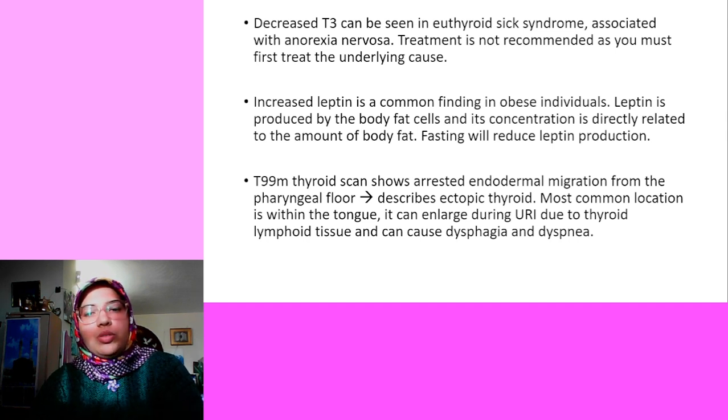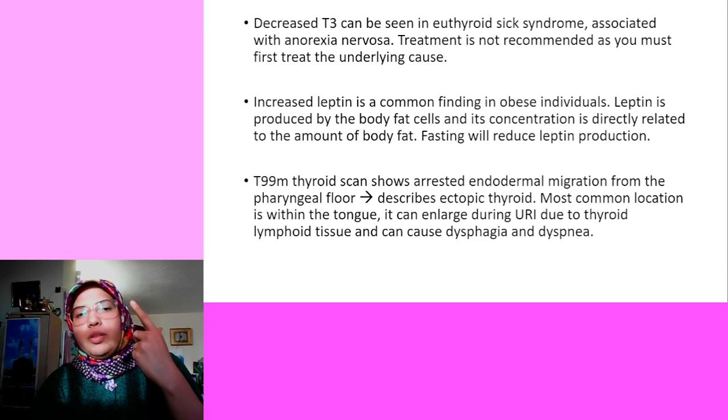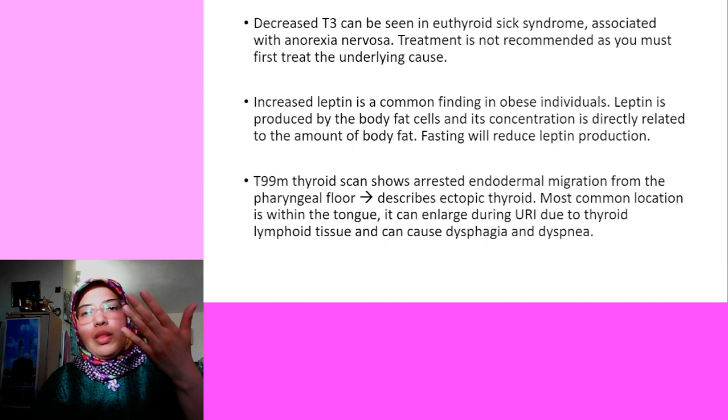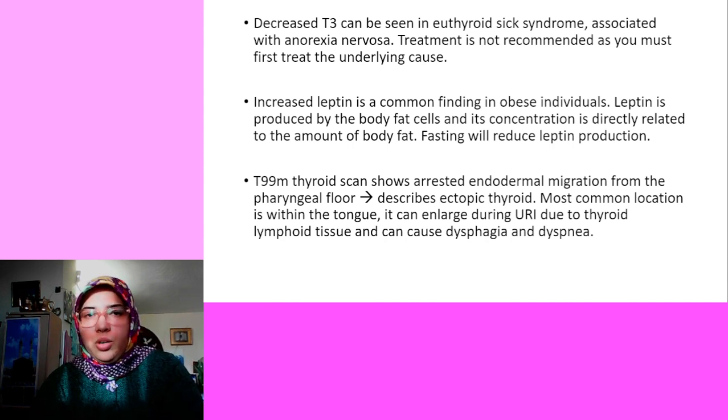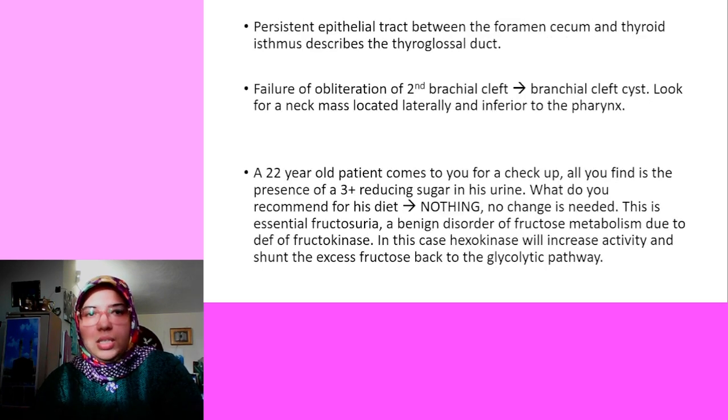Technetium-99 thyroid scan shows arrested endodermal migration at the pharyngeal floor. So what is that? That's likely ectopic thyroid or lingual thyroid. The most common location is within the back of the tongue. It can enlarge, like we said, due to upper respiratory tract infection due to the thyroid lymphoid tissue, and then it will cause dysphagia and dyspnea.